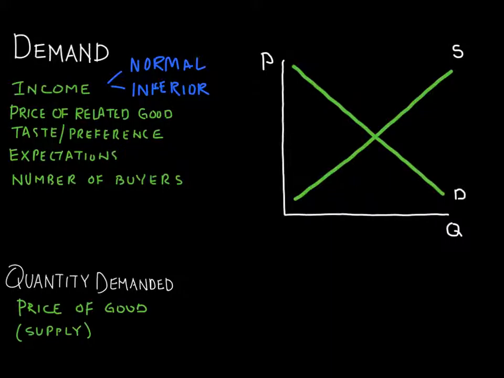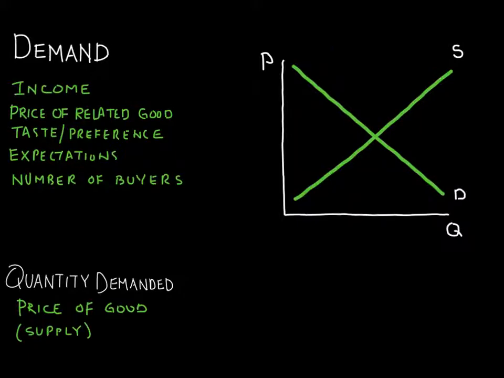Now, what would happen is that if you had a normal good and your income increased, then the demand curve would shift outwards like this. That is, if you have more income, you want to buy more of it no matter what the price is. You just want to buy more of it because you have a higher income.